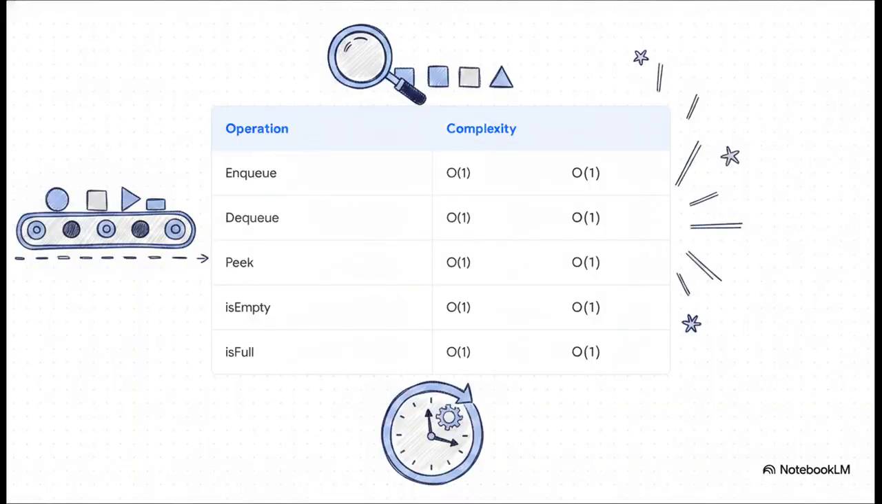Now, take a moment to appreciate the time complexity of these operations. When you map it out, it is O(1) all the way down. This means big O of 1, or constant time. Whether your queue has 10 items or 10 million items, enqueuing, dequeuing, and peeking all take the exact same tiny fraction of a second. This incredible efficiency is precisely why queues are absolutely foundational in computer science.